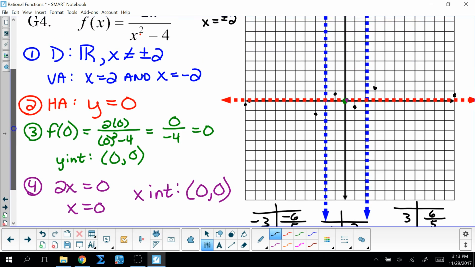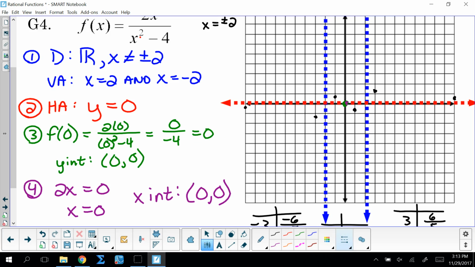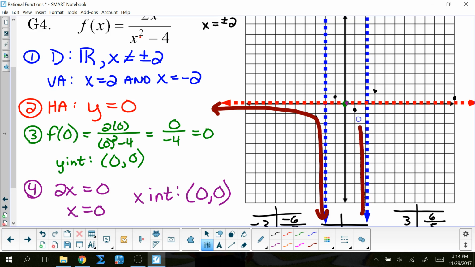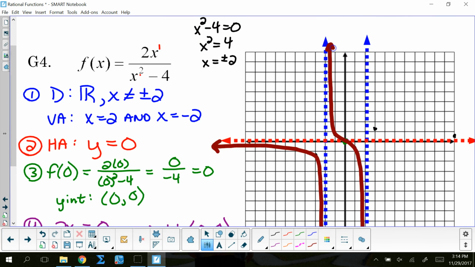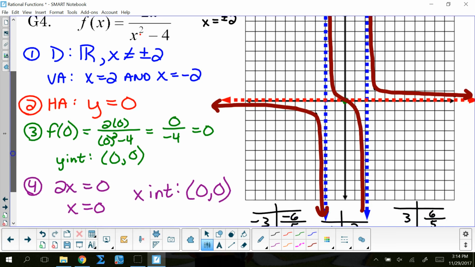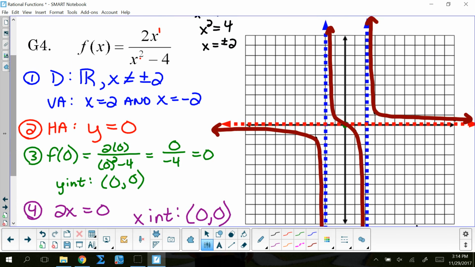So now we can fill in our graph. Go up just a little bit more. So there is our graph. Now we can fill in.